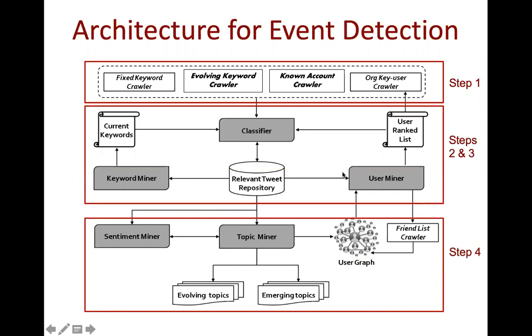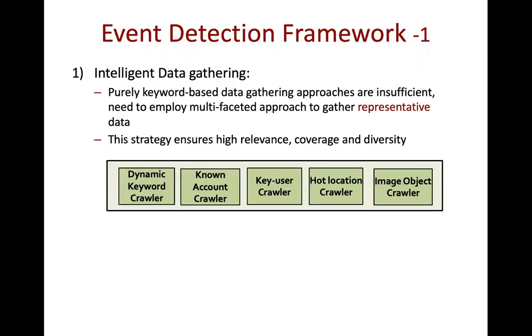Basically steps 1, 2, 3, and 4. Let's break it down one by one. So in the first step, we have this so-called data gathering, right? Data crawling. And we can use several types of crawlers: dynamic crawler, known account crawler, key user crawler, hot location crawler, image object crawler. Approaching this holistically is pretty much the only way for us to be broad enough and also holistic enough to really be able to find and leverage the events and influential users we want to look for.